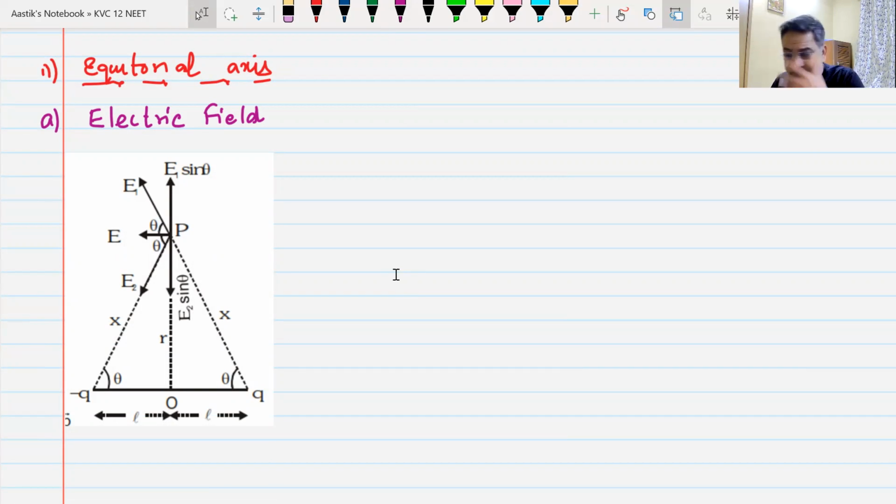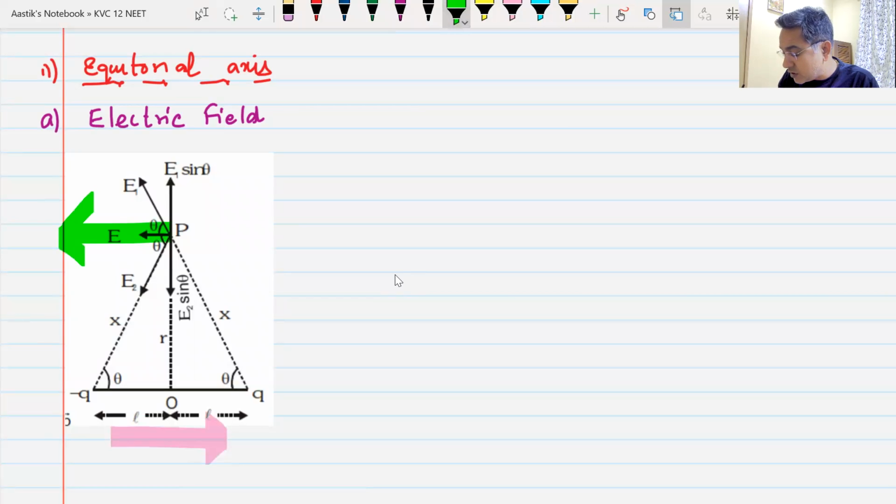You can again see the dipole here, and remember, the dipole moment is going from negative charge towards the positive charge, and what you see here is electric field is going in the opposite direction. Do we see this? Yes or no? The electric field along the equatorial line is getting cancelled, and electric field is going in the reverse direction. What is the value of this electric field?